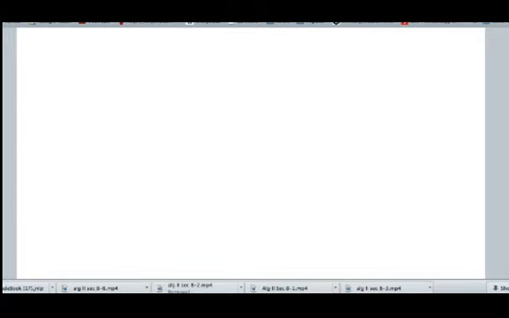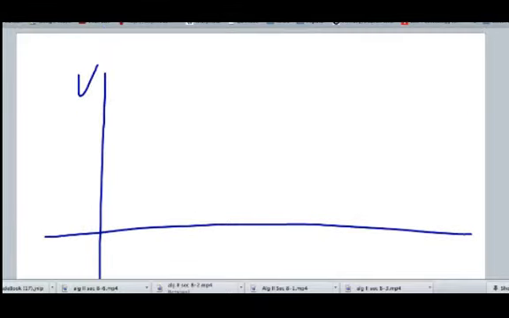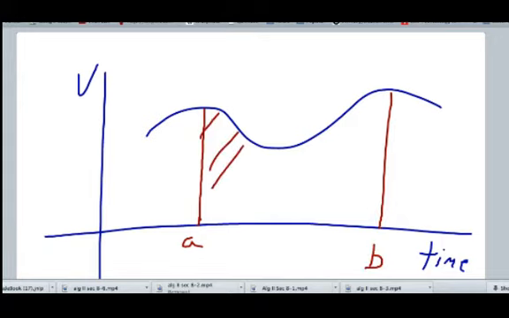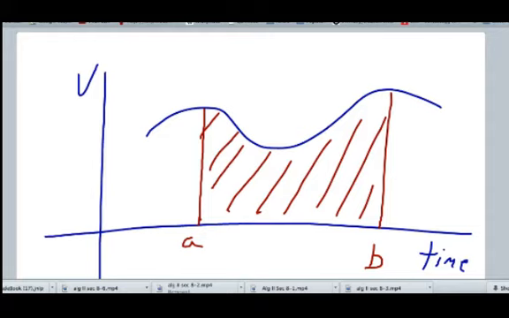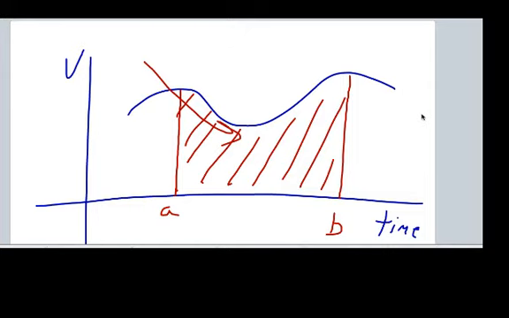You need to know that if you have like a velocity, and you should be pretty good at this, I suppose. But if you have a velocity function on the y-axis and time on the x, and you've got some curve, you should understand that the area underneath the curve from A to B is the what? Is the distance traveled, right? So the red area here, this is the distance traveled.